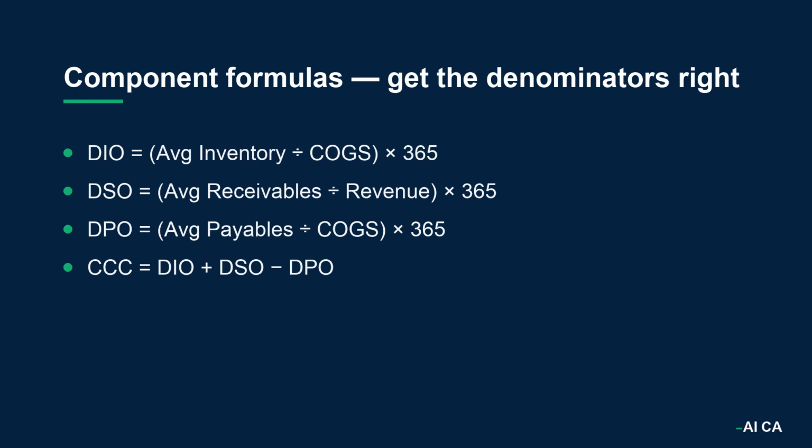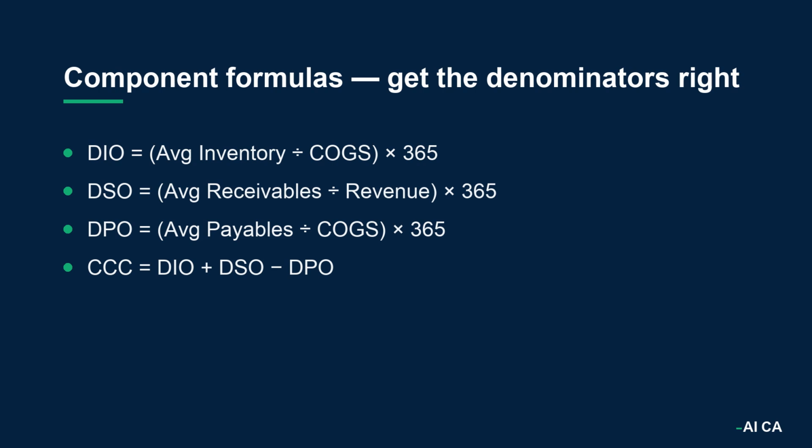Days Inventory Outstanding is the average number of days inventory sits on the shelf before it is sold, calculated as average inventory divided by cost of sales, multiplied by the number of days in the period. Days Sales Outstanding is the average collection period for receivables: average trade receivables divided by revenue times days. Days Payable Outstanding is how long the business takes to pay its suppliers: average trade payables divided by cost of sales times days.